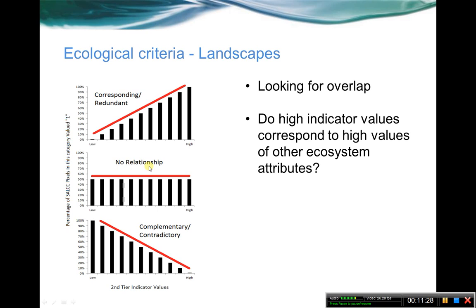The next one down shows no relationship. In that case, low and high are pretty much about the same thing, a solid line across. And then if you have something more complementary or contradictory, capturing something totally different in the system, you might expect the reverse direction of this line, where really high values of an indicator actually correspond to lower values of something else. So this is the reverse pattern we're looking for.